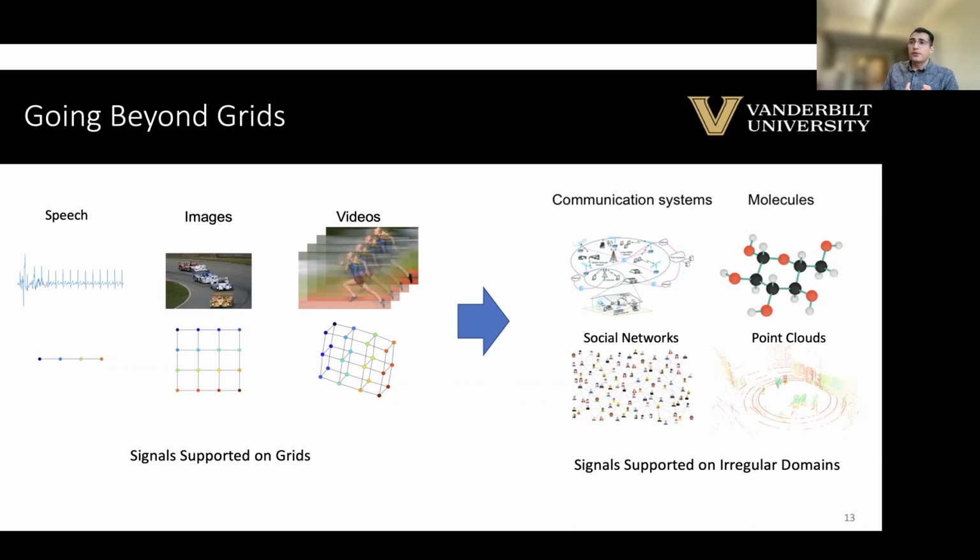So, for example, we can think about social networks, we can think about point clouds, we can think about communication systems and molecules, and these all can be modeled as having a graph domain, and the signal is defined on the graph. So signal supported on irregular domains, or signal supported on graph.